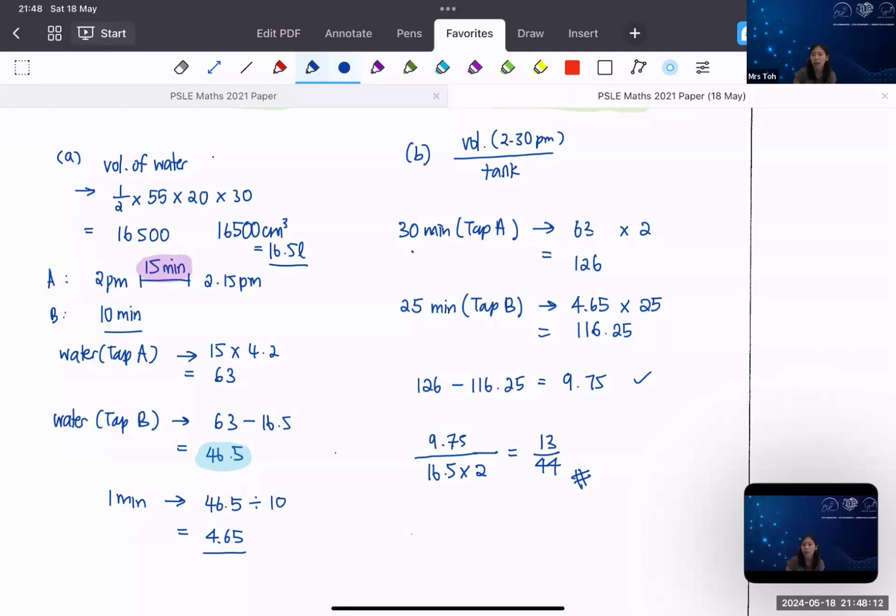Please remember to take pictures of the questions that you have done. If you are correcting after I go through, after whatever I went through, please use another color.